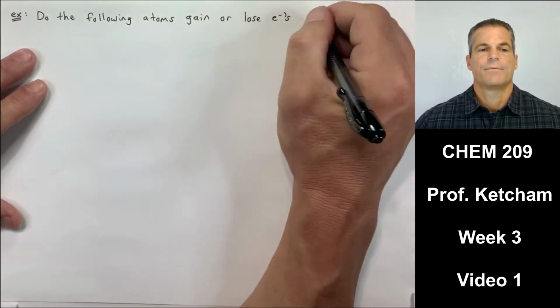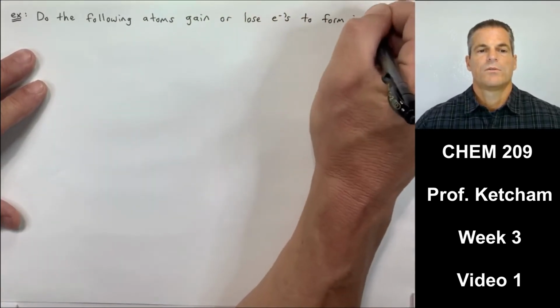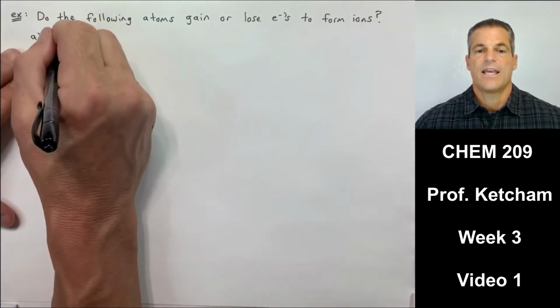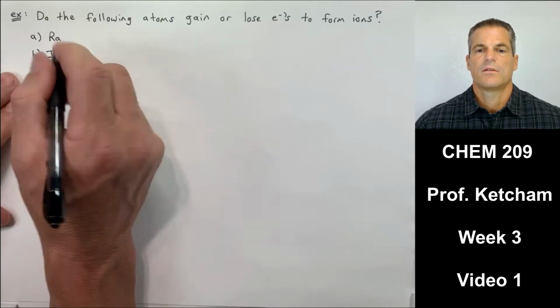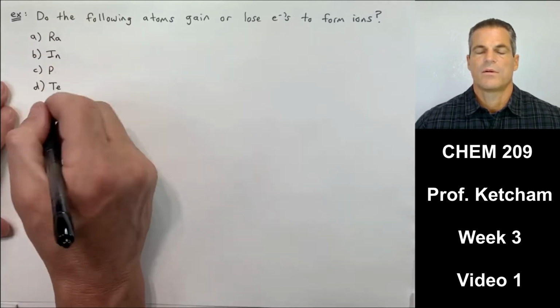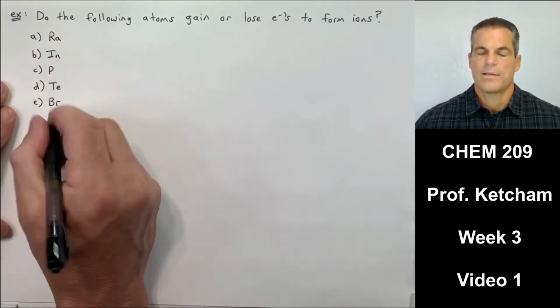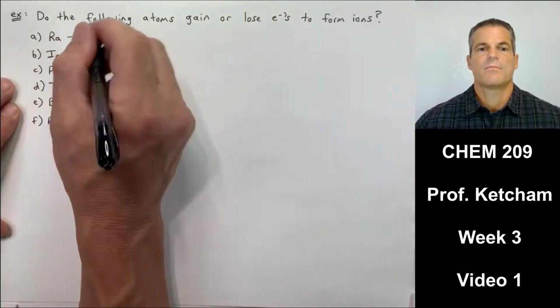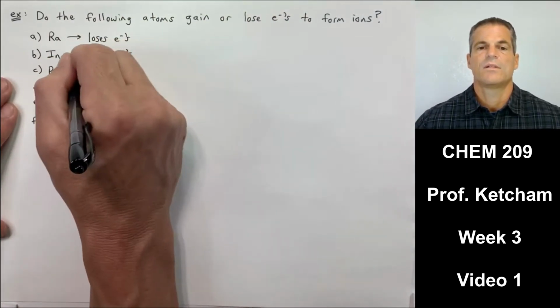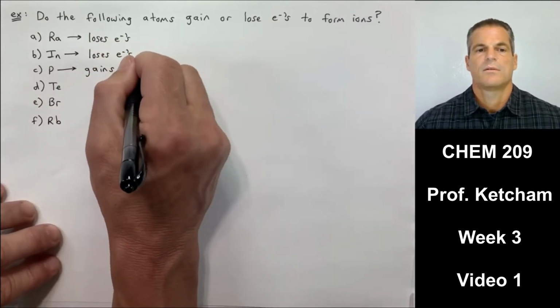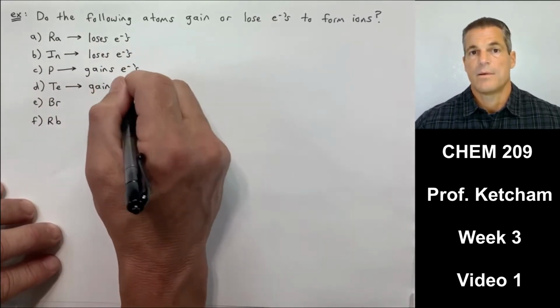Let's do another example. Do the following atoms gain or lose electrons to form ions? Remember, the right-hand side of the periodic table likes to gain electrons. Metals, which are the middle and the left, like to lose electrons. So it's basically, is this a metal or a non-metal?